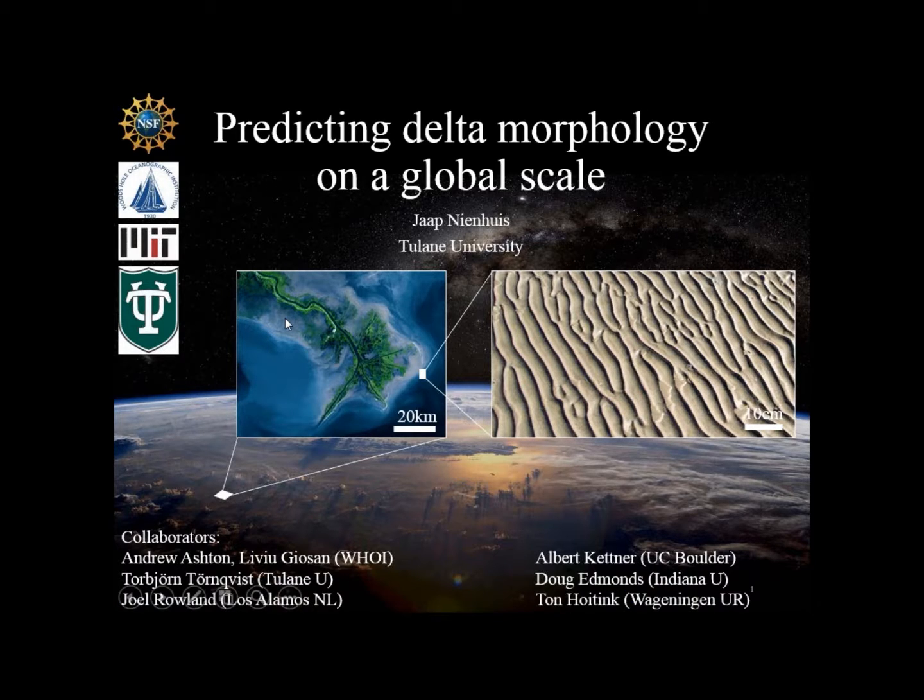So as Alex said, I'll be talking about predicting delta morphology on a global scale. For example, predicting something about the shape of the Mississippi Delta, but then not just for the Mississippi, but for all deltas globally at the same time. And in particular, I'd like to acknowledge my thesis supervisor, Andrew Ashton from Woods Hole, and my current postdoc advisor, Tor Tornquist at Tulane.